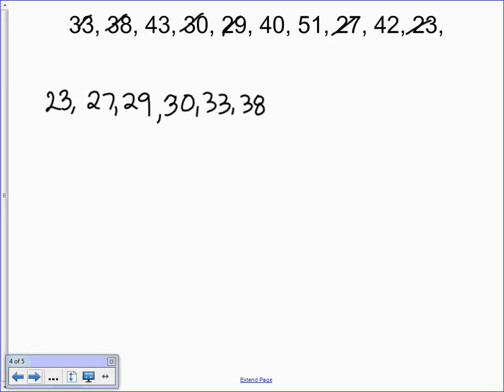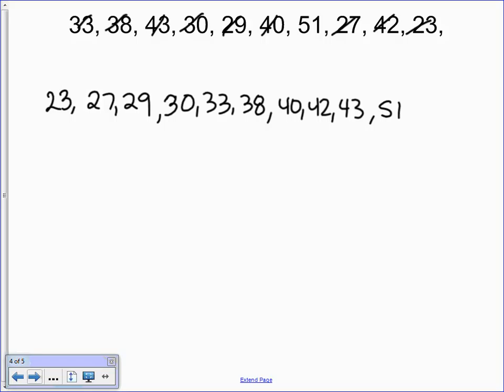Okay, so I'll cross those out. Then I'm up to 40s. 40, 42, 43. And then I have a 51 left over. And I always like to make sure that I have all my points.